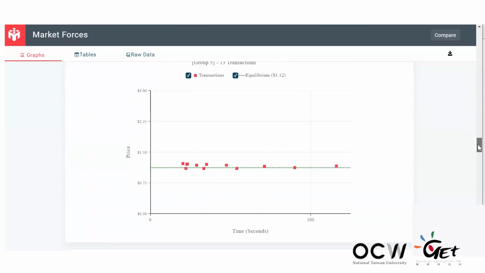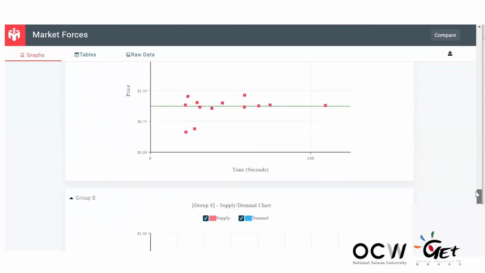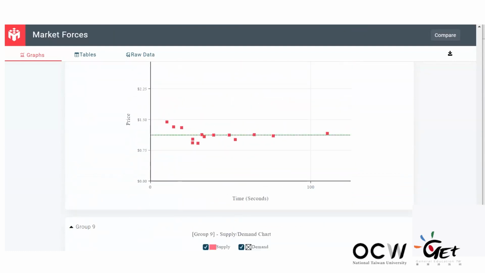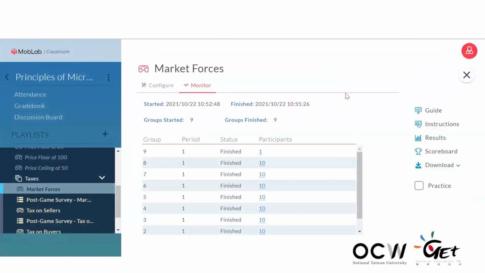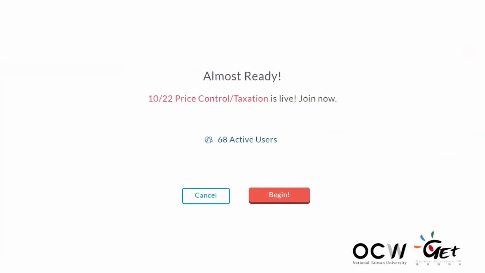Group five, pretty much spot on. You guys knew that. And then group six started out low, but then converged toward the equilibrium price. Group seven fluctuated a bit, but then converged to the equilibrium price. And here's group eight. Okay, so that is without taxes. Now we're going to add the tax. So there's a 32-cent tax on the seller, and we'll see what happens.